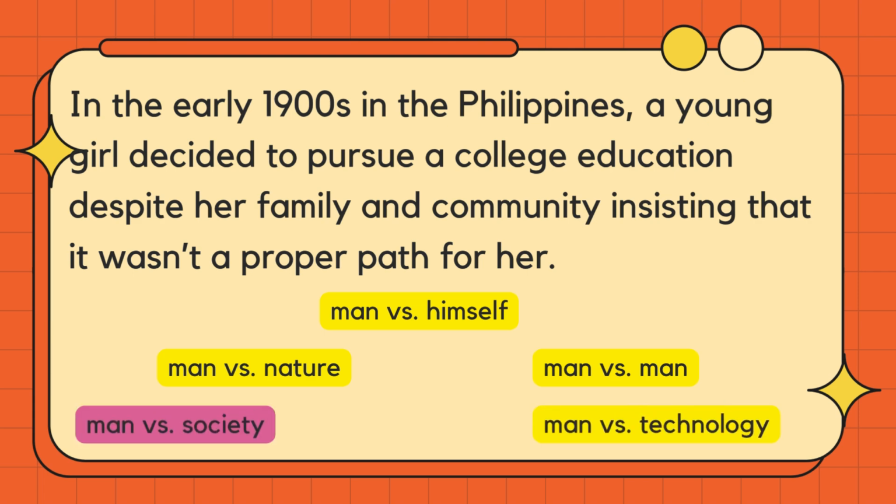Very good. It's man versus society. Because in the early 1990s, during the American period, Filipinos believed that women should stay at home instead of going to college. But this brave girl challenged that belief. She wanted to study and follow her dreams even when others told her she could not. Today, women in the Philippines can choose their own careers and achieve their own goals, thanks to those who stood up for equality in the past.